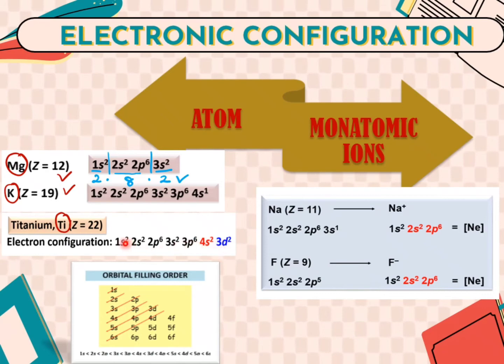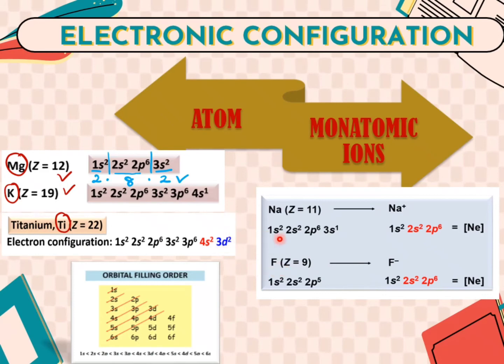So cara you isi, you fill in dulu 1s, S isi 2. 2s, S pun boleh isi 2 maksimum. P maksimum boleh isi 6. Okey, S ni 2, P 6. So yang balance baru pergi pada 4s2 dan last balance baru pergi pada 3d. Dan kita tahu 3d ni sebenarnya boleh isi 10 elektron, tapi sebab balance untuk titanium ada 2 saja, so kita letak 3d2. Boleh?